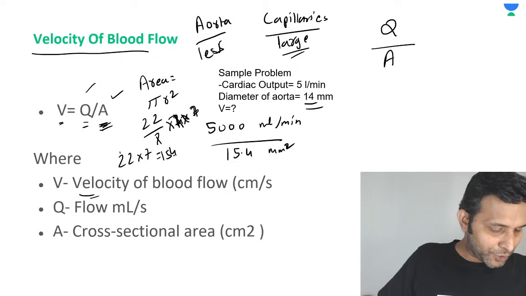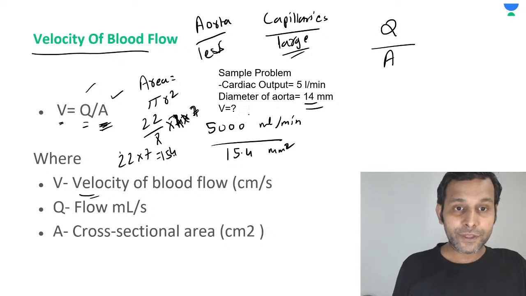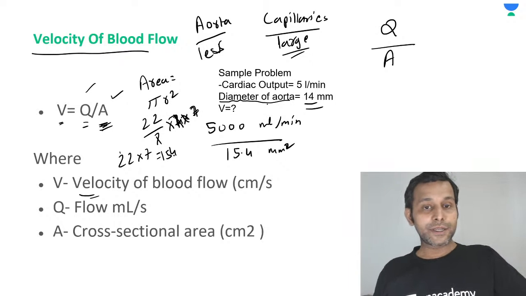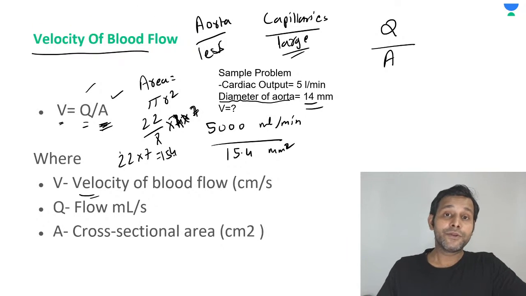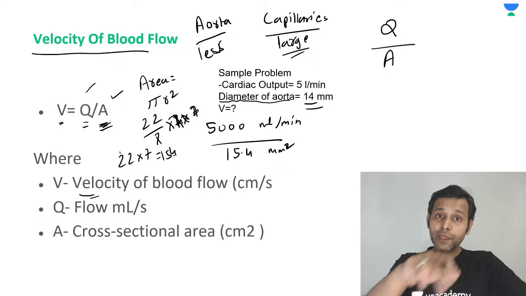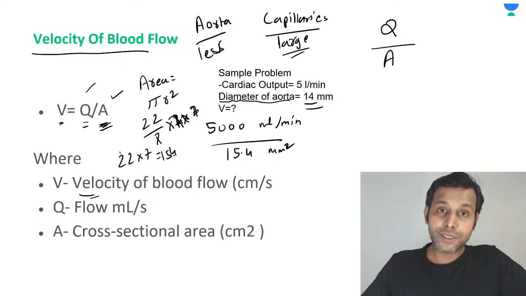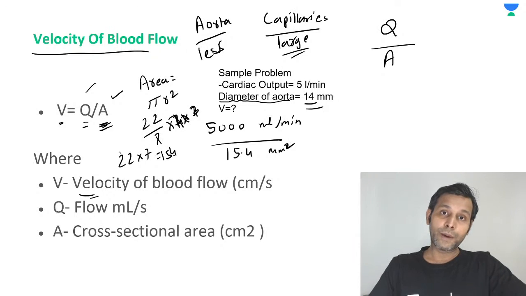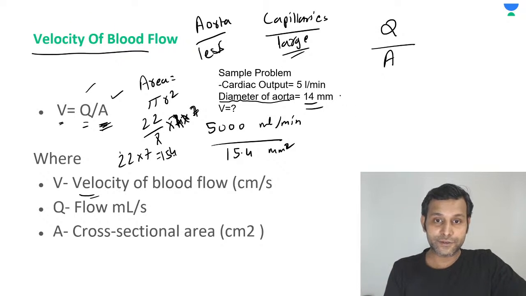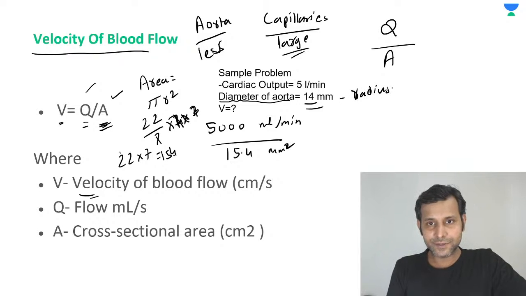Did you get this point clear, dear students? You are not given the cross sectional area, you are given the diameter of the aorta. So diameter is not a cross sectional area. To have a cross sectional area, you need to find the area of a circle. Area of a circle is pi r square. So pi r square is pi into 7, because 14 is the diameter, so the radius will be 7.